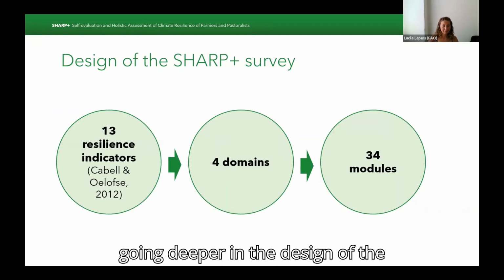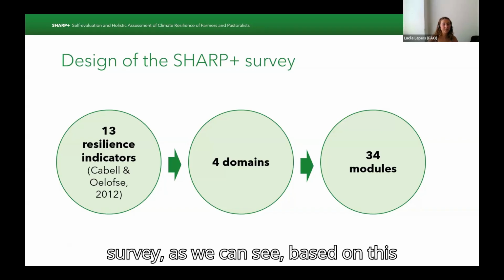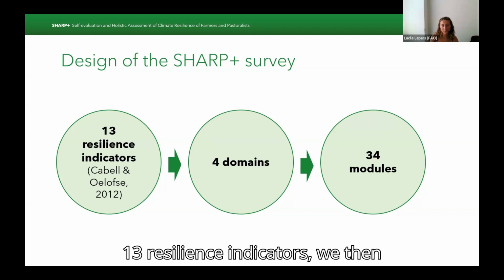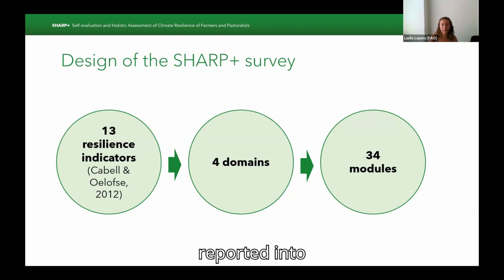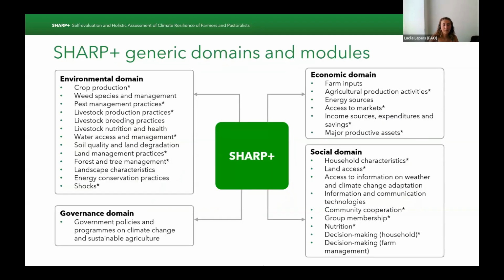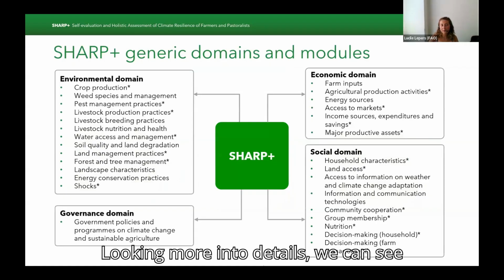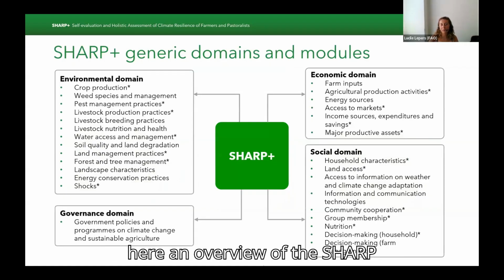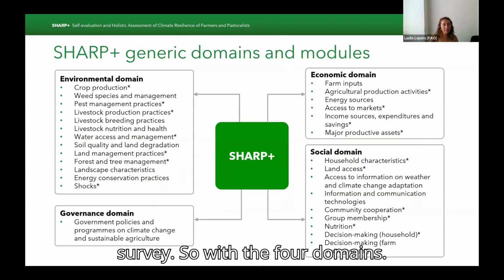Going deeper into the design of the survey, based on these 13 resilience indicators, we have a set of questions that are reported into modules and domains. Looking more into details, we can see here an overview of the SHARP survey, with the 4 domains.